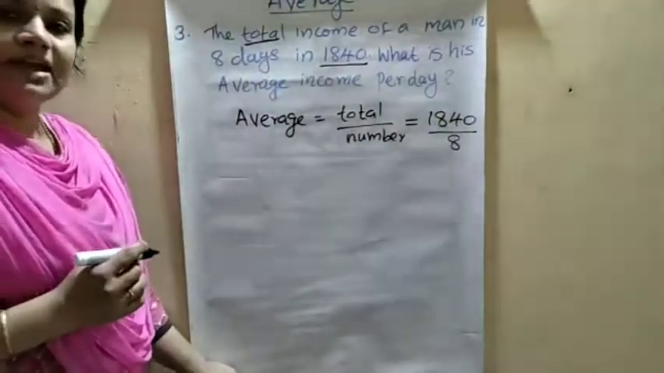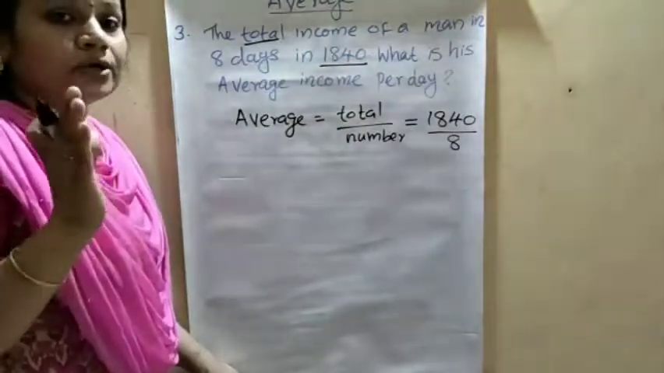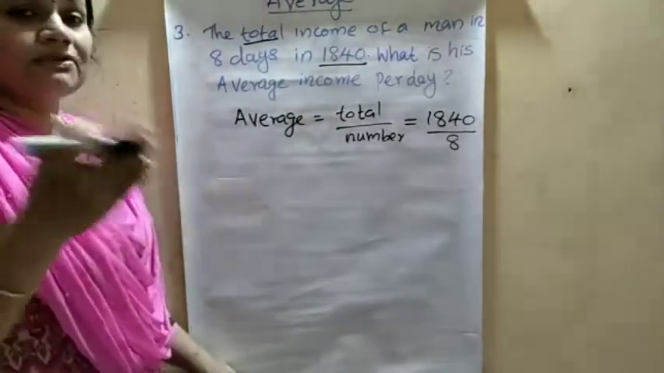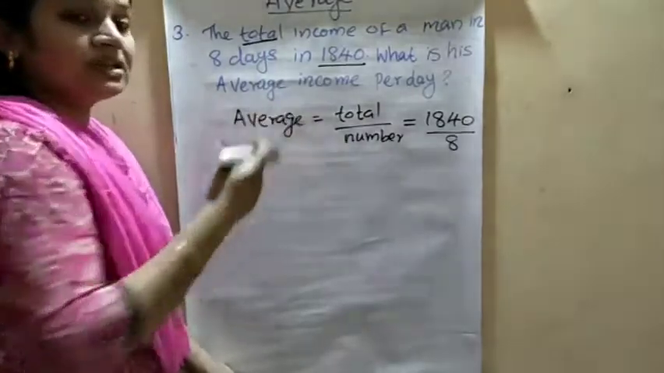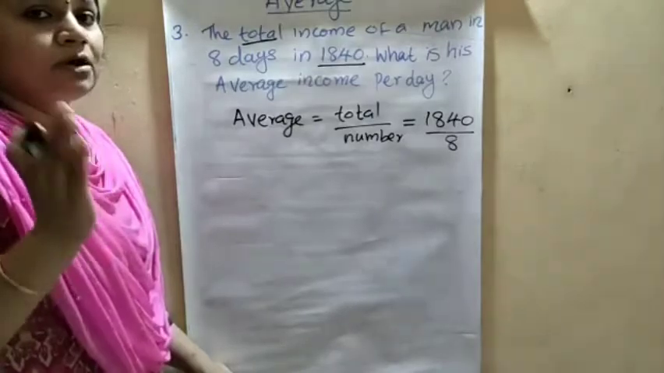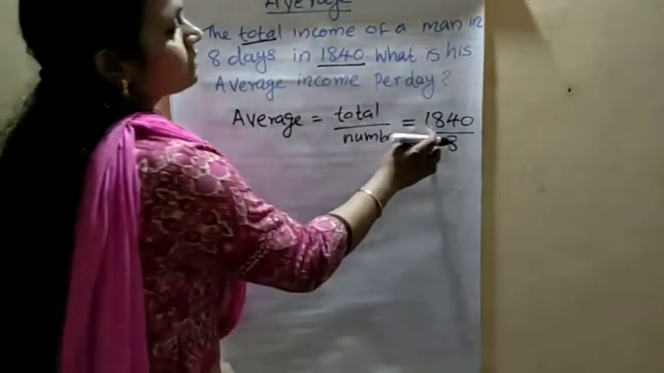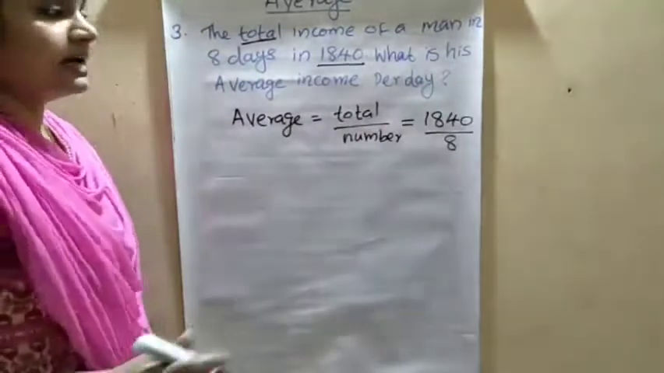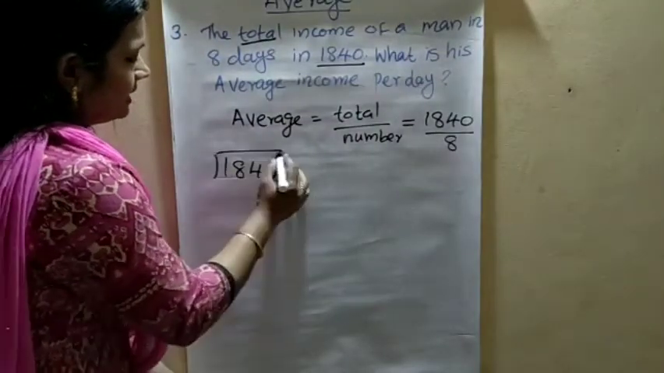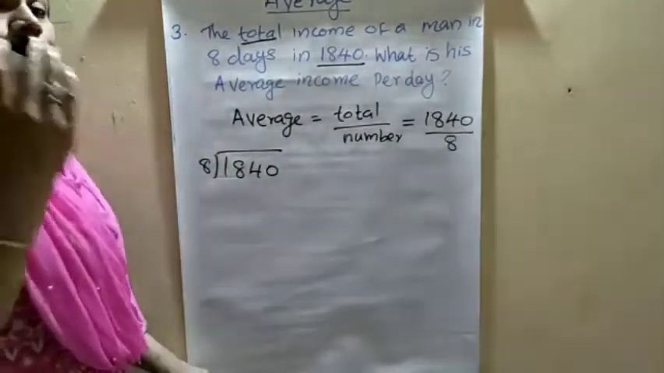Do you know table 8? You should study the multiplication table 1 to 10. If you know the multiplication table, you can use it, and then doing this problem is very simple. So you should study the table 1 to 10. Okay children. Then you do 1840 divided by 8. First of all you use the table.